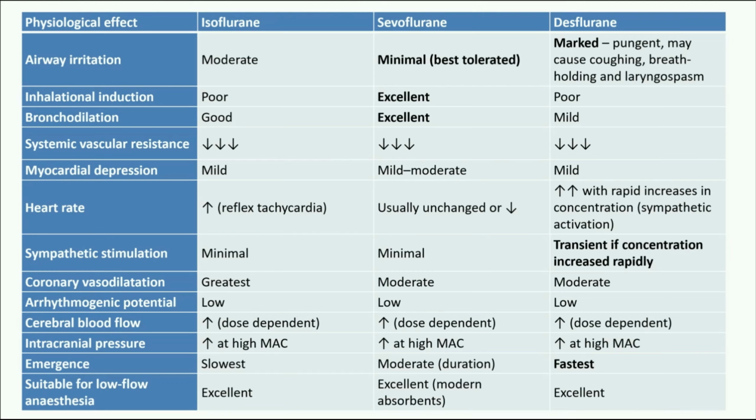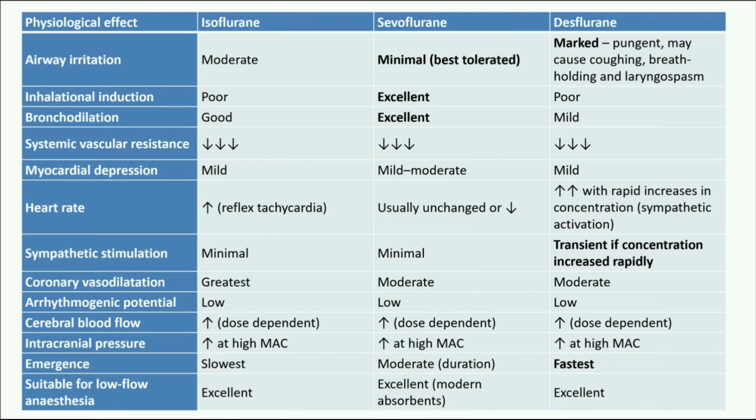They all cause coronary vasodilatation. They don't cause arrhythmias. That used to be a problem with halothane. Cerebral blood flow is increased in a dose dependent manner for all cases. And as a consequence, the intracranial pressure will go up. So if you're worried about high ICP, perhaps using total IV anesthesia may be a better option.